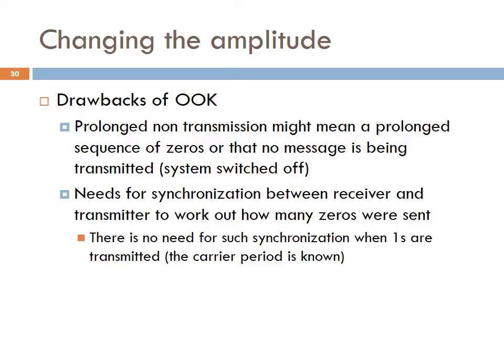Nevertheless, drawbacks of OOK are that prolonged non-transmission might mean a prolonged sequence of 0s, or that no message is being transmitted, so systems switch off. So how can we differentiate between non-transmission and transmitting a binary code 0?